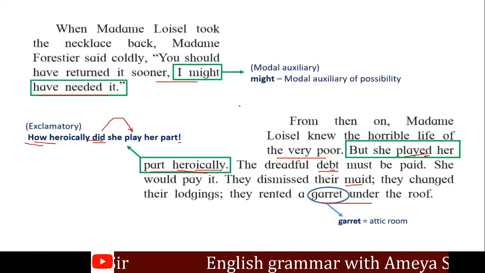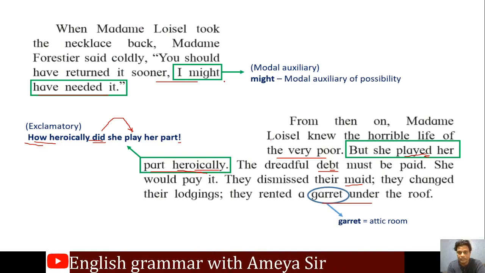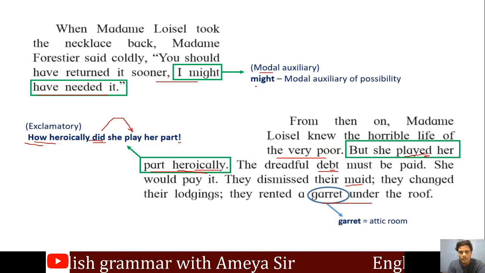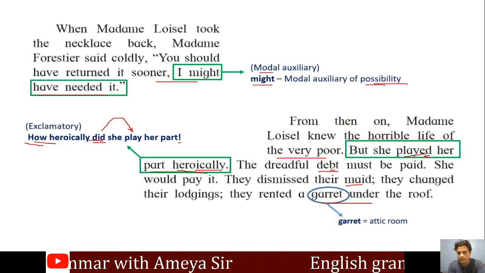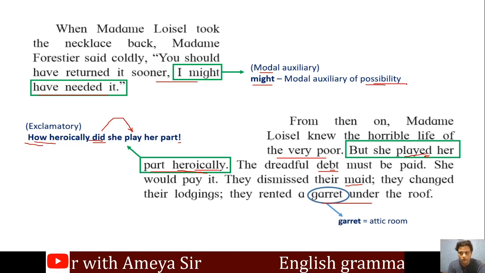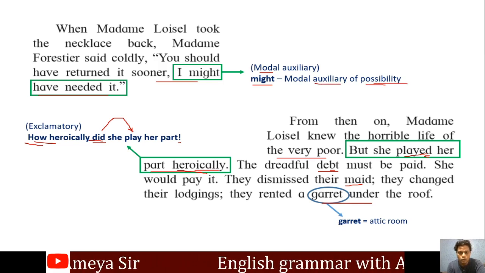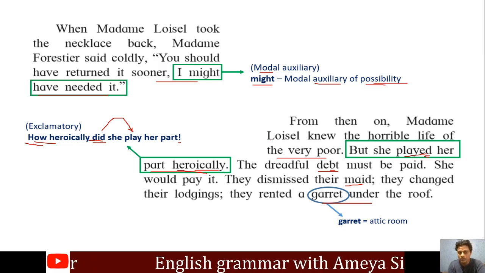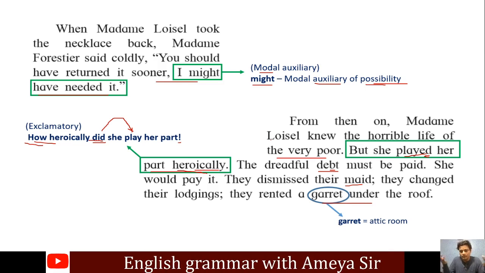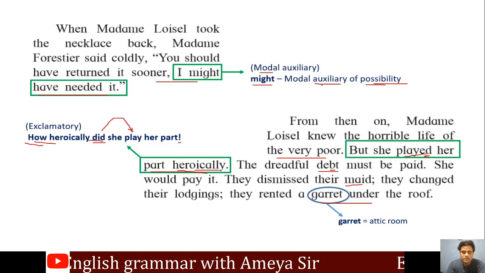Yes, there's one more. I might have needed it. Remember, Madame Forestier said this, that I might need it. I might have needed it. So modal auxiliary, the word is might, and it is a suggestion that it's a possibility. Modal auxiliary of possibility. Again, guys, observe the spelling of auxiliary. Modal auxiliary of possibility. I might. It's a possibility. I might have needed it. Is there anything else? No, nothing more.